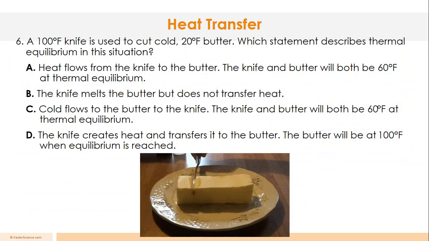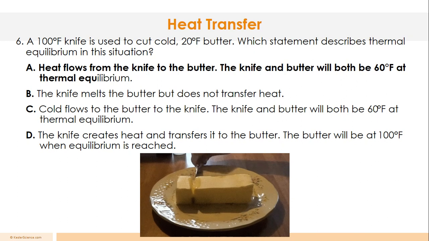All right, last question. A 100-degree knife is used to cut cold 20-degree butter. Which statement describes thermal equilibrium in this situation? Pause the video here, calculate thermal equilibrium, and select your correct answer. Hit play when you're ready to check your answer. All right, let's check our answers. Did you say A? A is the correct answer? If so, wonderful. Good job. I sure hope that you got all of these practice questions correct.